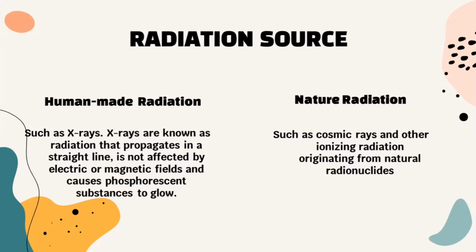Radiation sources are grouped into two. One, human-made radiation, such as X-ray. X-rays are known as radiation that is propagated in a straight line, is not affected by electric or magnetic fields, and causes phosphorescent substances to glow. Number two, natural radiation, such as cosmic ray and other ionizing radiation originating from natural radionuclides.